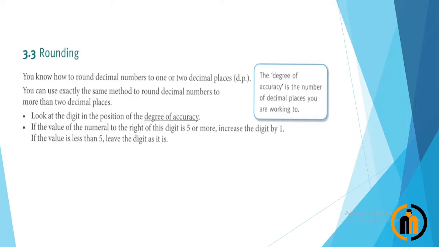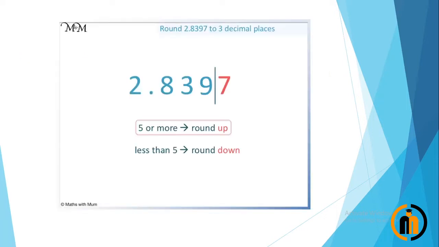If the value of the digit to the right of this digit is 5 or more, increase the digit by 1. If the value is less than 5, leave the digit as it is. So this is how we round to three decimal places. Since it is three decimal places, you should check the fourth decimal digit. If the fourth decimal digit is 5 or more, you add 1 to the previous digit. If it is less than 5, the number remains the same.